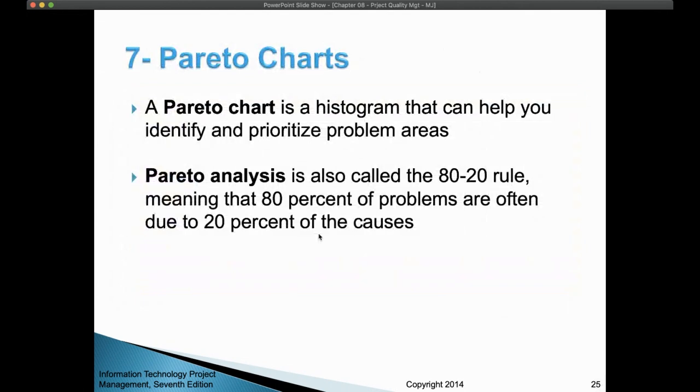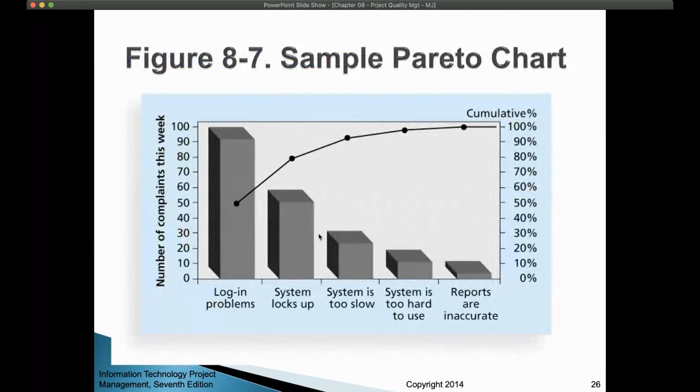We also have the Pareto chart. Okay, the Pareto chart is a histogram, but it helps you to prioritize the problem areas. And this is about a different topic. We will not go into detail in it. But Pareto analysis is also called the 80-20 rule. And this rule says that 80% of problems are often due to 20% of the causes. Okay, and this is how you can calculate this using some tools.